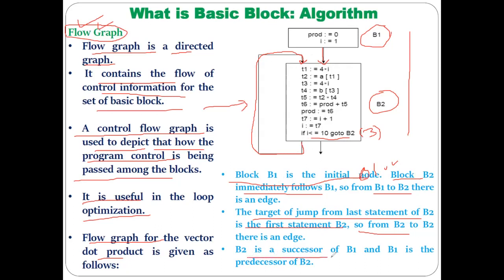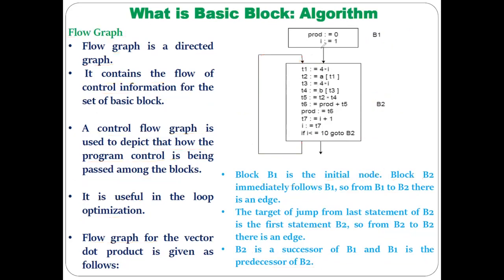Okay, B2 is the successor of B1 and B1 is the predecessor of B2. Okay, B2 is the successor of B1. That is the reason the edge is shown from B1 to B2. As control is shifting again to B2 itself, that is the reason this arrow is shown like this to B2 itself. So how the program control is passing from one basic block to another, how from B1 it is going to B2, and again from B2 it is going to B2 itself.